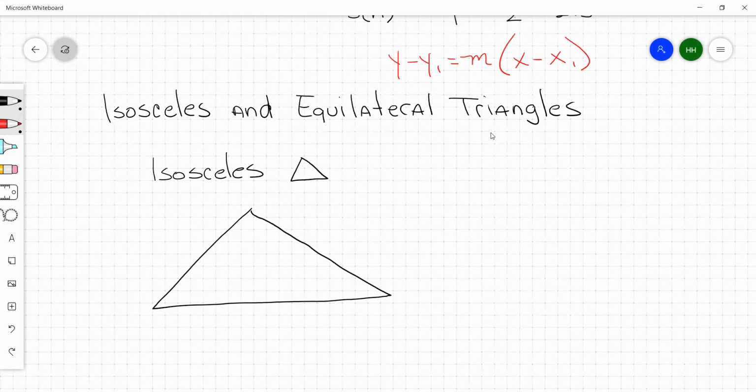An isosceles triangle has two congruent sides. These two congruent sides are called legs. Well, let's go with leg. They're each called a leg. This angle up top is called the vertex angle.